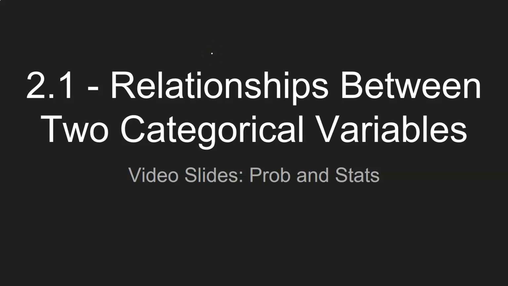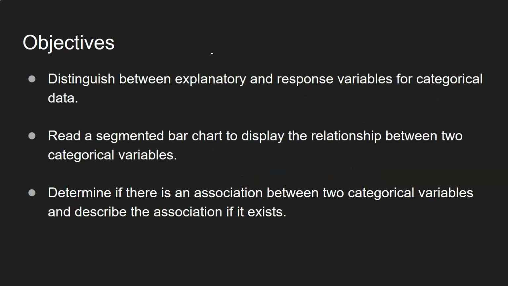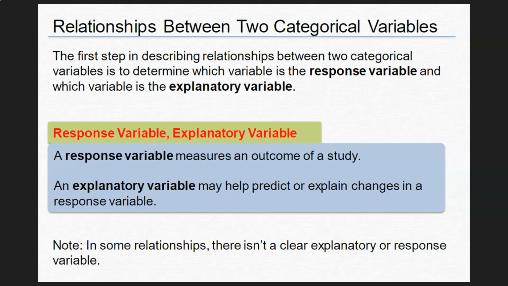Today we start Chapter 2, and we're going to start with 2.1 on relationships between two categorical variables. So we have some goals for today. At the end of the day today, you should be able to distinguish between explanatory and response variables for categorical data, which is kind of like independent and dependent variables in algebra. You're going to need to be able to read a segmented bar chart to display the relationship between two categorical variables, and determine if there is an association between two categorical variables and describe that association if it exists.